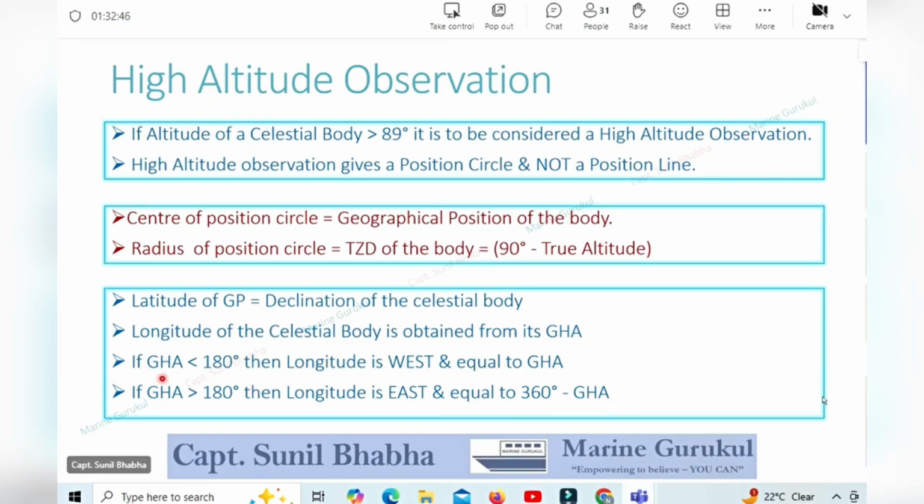The reason for this is that GHA is measured from 000 degrees to 360 degrees, whereas longitude is measured only up to 180. Also, GHA is a westerly measurement. So if the GHA is less than 180, the longitude will be west. If the GHA goes more than 180, the longitude will be east.